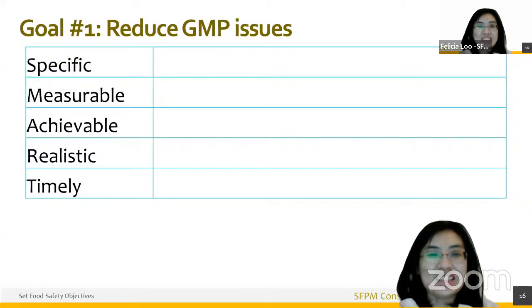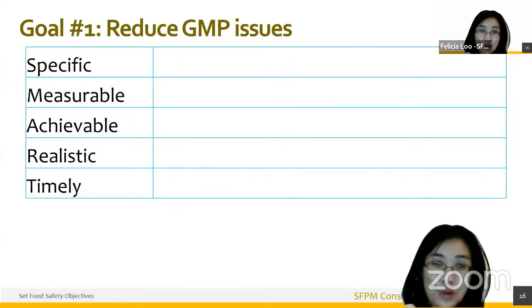All right, now look at this goal. This goal is: reduce GMP issues.